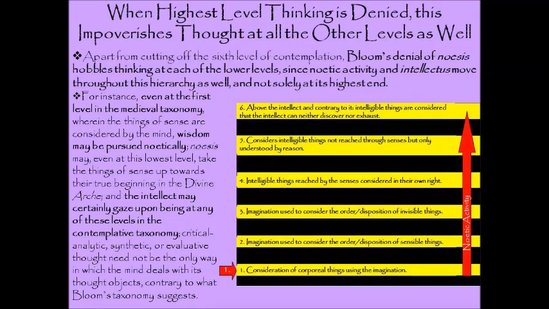Noesis may, even at this lowest level, take the things of sense upwards towards their true beginning in the divine arche. And the intellect may certainly gaze upon being at any of these levels in the contemplative taxonomy. Critical, analytic, synthetic, or evaluative thought need not be the only way in which the mind deals with its thought objects, contrary to what Bloom's taxonomy suggests.